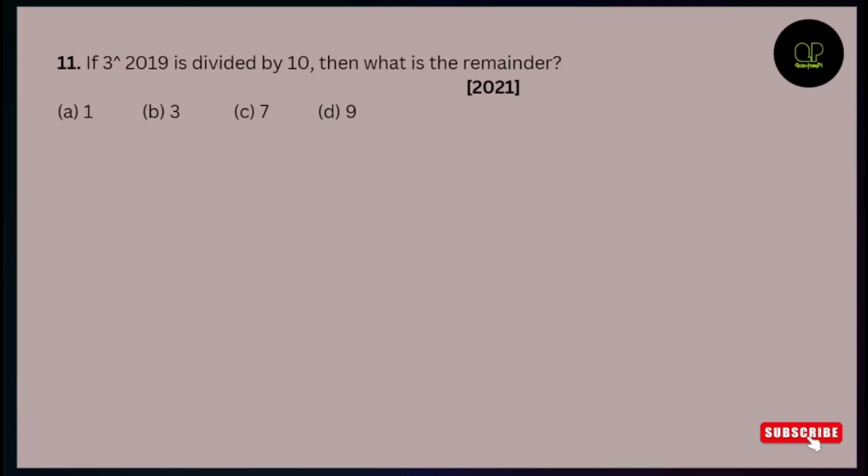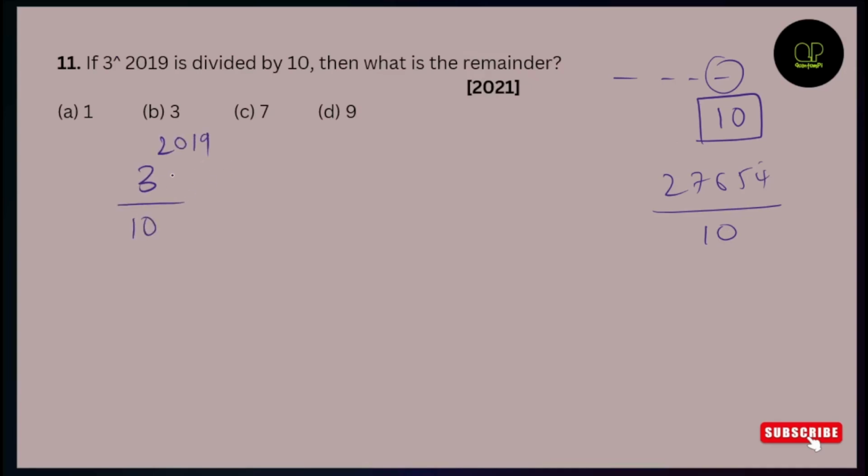Next. If 3 power 2019 is divided by 10. Just now I told you, whenever you're dividing by 10, your last digit should be your remainder. Any number ending in 2, 7, 6, 5, 4, when you divide by 10, your remainder would be that last digit, because only a number ending with 0 can be exactly divided by 10, right? So just find the units digit. 3 power 2019 divided by 10. Find the units digit of this.